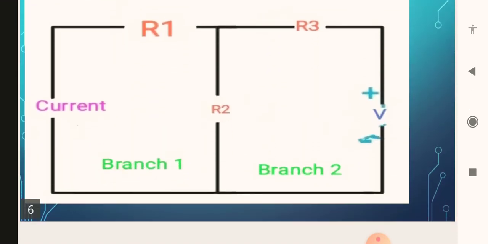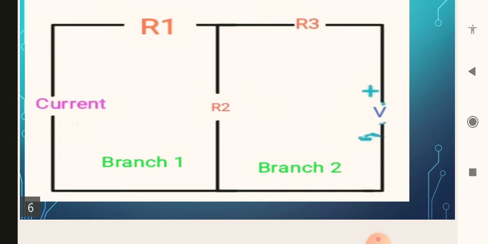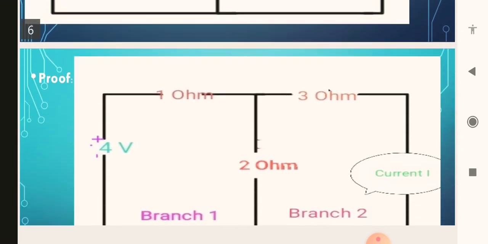After interchanging, the voltage and current are replaced with each other, but the current generated in both cases remains the same. So this is the concept. Let's see the mathematical proof.